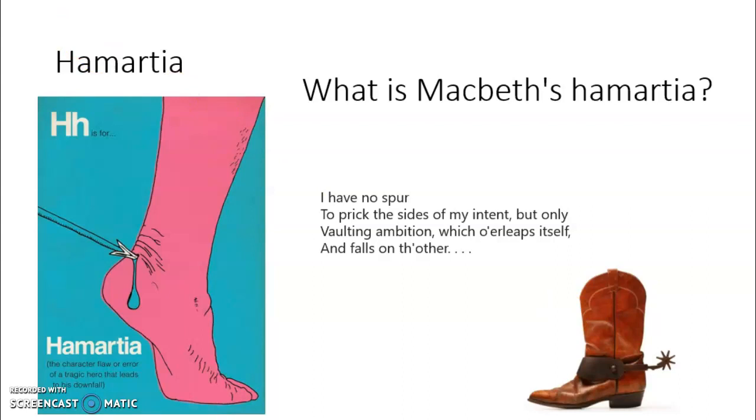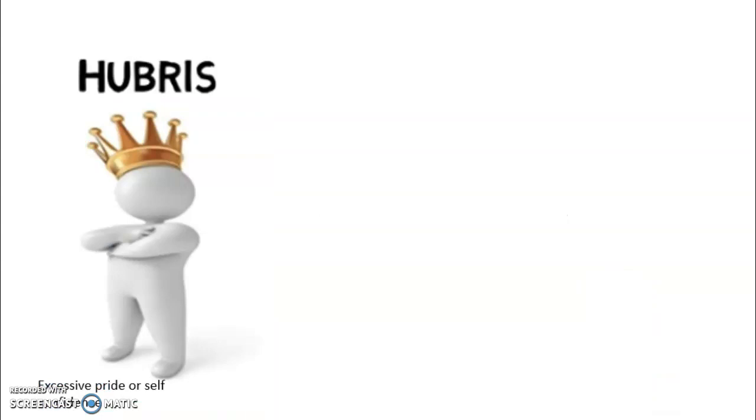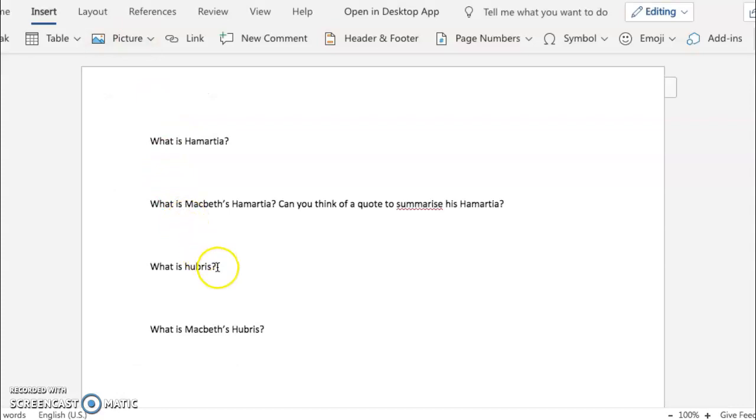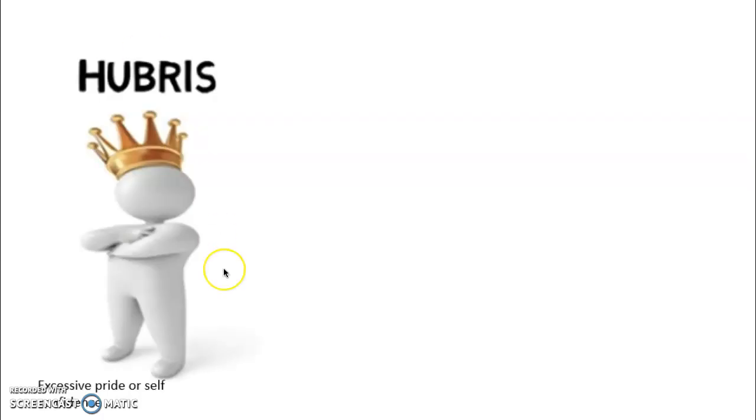And it will make him do anything if it's stuck into his side. Okay, so the next bit of terminology is hubris. Go ahead, find the bit in your document that you need. What is hubris? And you can pop this definition down. It's excessive pride or self-confidence. Pause the video now and put that definition into the appropriate box.